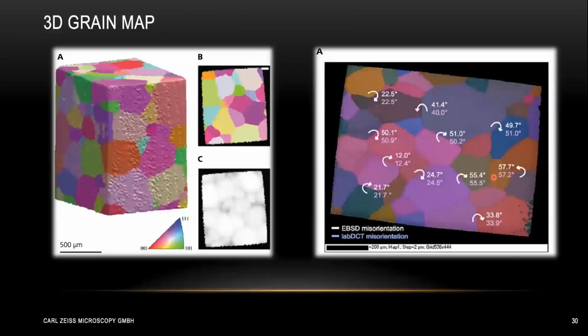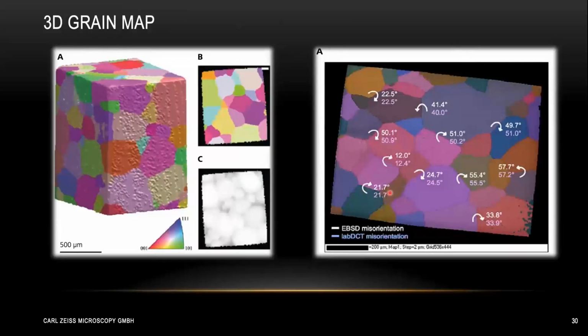So here I'm showing some data for the DCT imaging. It's just a 3D grain map for a piece of titanium alloy. You can see from the inverse pole figure, we can do some color coding for different grains inside your alloy. And the image on the right here is a comparison between the DCT measurement and also EBSD measurement.